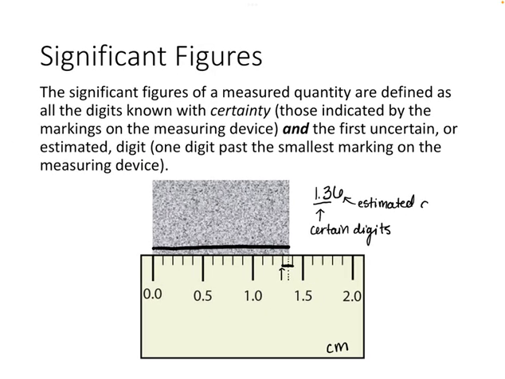Let me zoom out. There we go. So this reflects, again, how good the ruler is, or how precise the ruler is. And it also reflects how good our measurement is, right? So this will be true for any measuring device that we use. We want to make sure to include the certain digits and then an estimated digit, if possible.